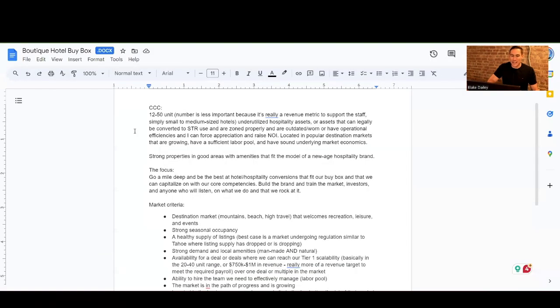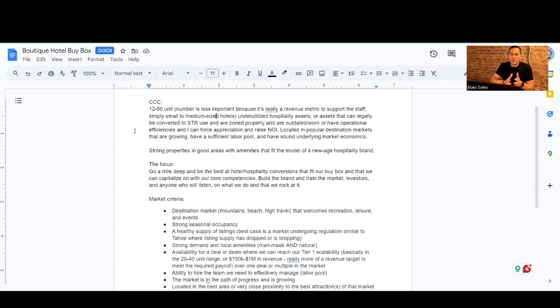So I've got the buy box or the crystal clear criteria, CCC. So here's an example of mine, and this is 12 to 50 unit underutilized hospitality assets or assets that can legally be converted to STR use and are zoned properly and that are also outdated, worn, or have operational inefficiencies that I can force the appreciation and raise the NOI. So that's what I'm looking for, right? And yours should be similar.